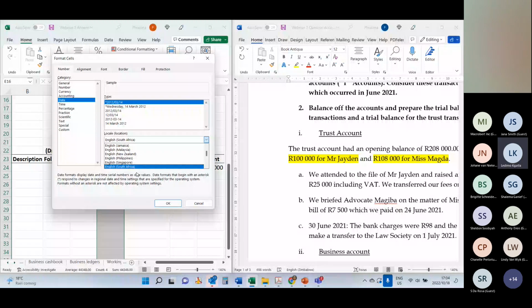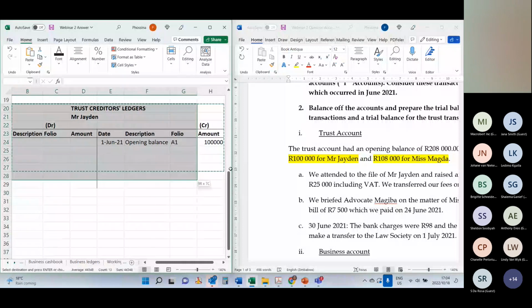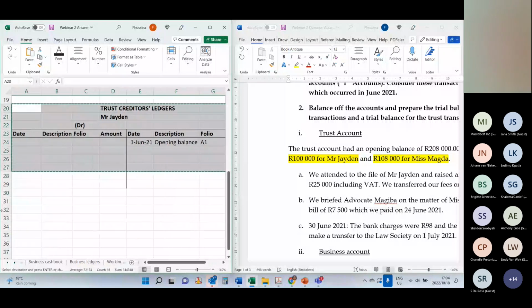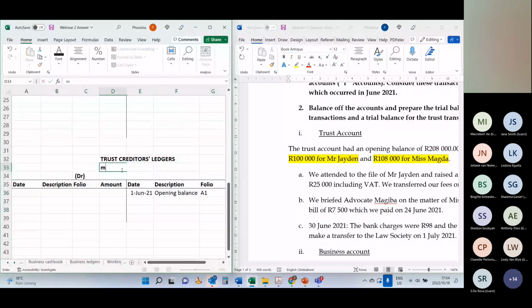So this is for Mr. Jaden. For him, and then the next one, I hope you guys will be able to just copy and try to utilize so that you don't take time, because accounting can take most of your weekend. And also we've got this Magda. It's 1 June. So this one, say if we say it's A2, then it's 108.